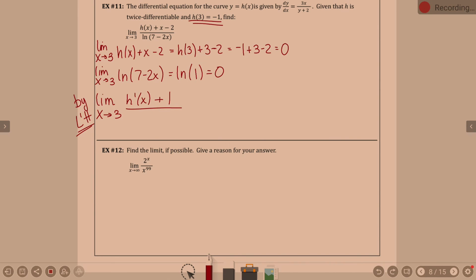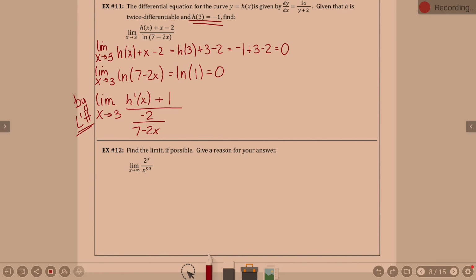Derivative of natural log of something: 1 over something, times the derivative of something. What's the derivative of 7 minus 2x? Negative 2. Now, this was 1 over the 7 minus 2x. If you can handle it, you can go ahead and put that negative 2 in the numerator in place of the 1, because that's where it's going to end up, right? Now, we have a mess.